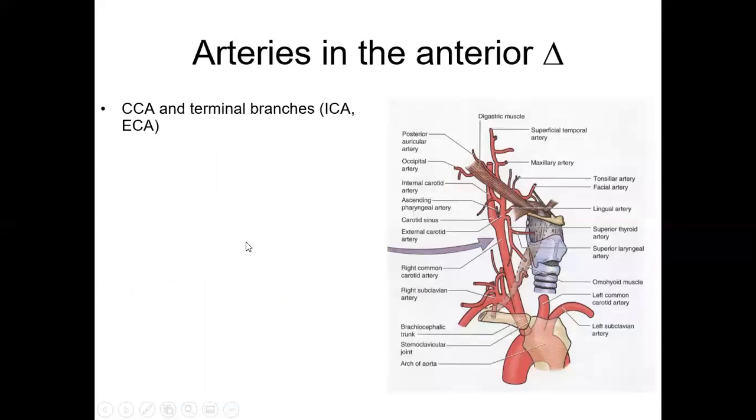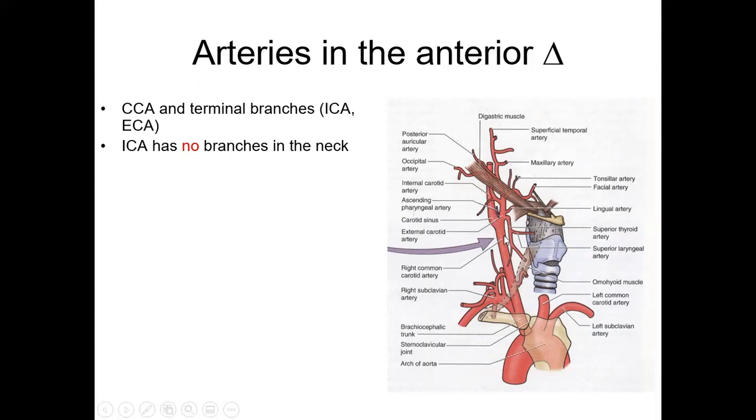And then what are the arteries present in the anterior triangle of the neck? We have the common carotid artery. The common carotid artery is located in the anterior triangle of the neck, and also the terminal branches of the common carotid artery. If you see here, this is the external carotid artery, and this is the internal carotid artery. These are the terminal branches present in the anterior triangle of the neck. The internal carotid artery does not have branches in the neck.